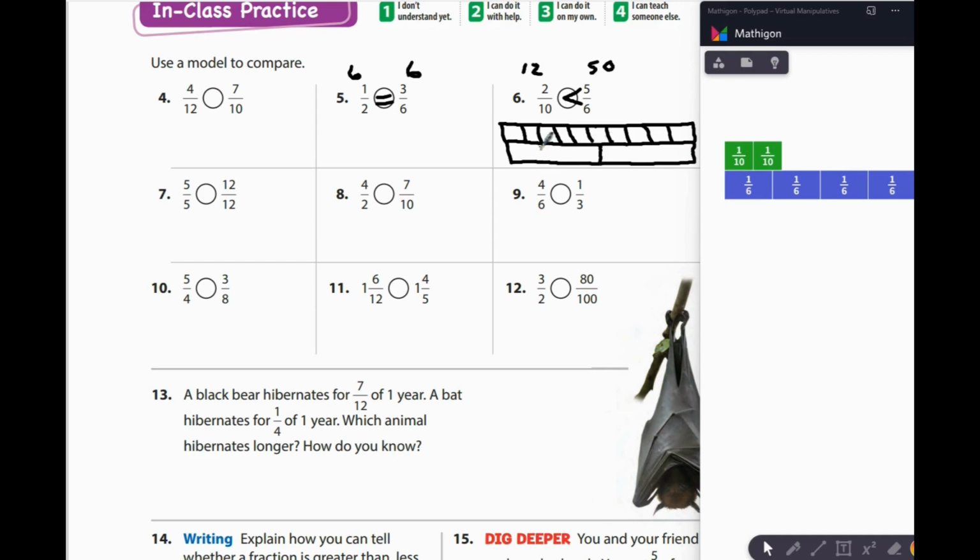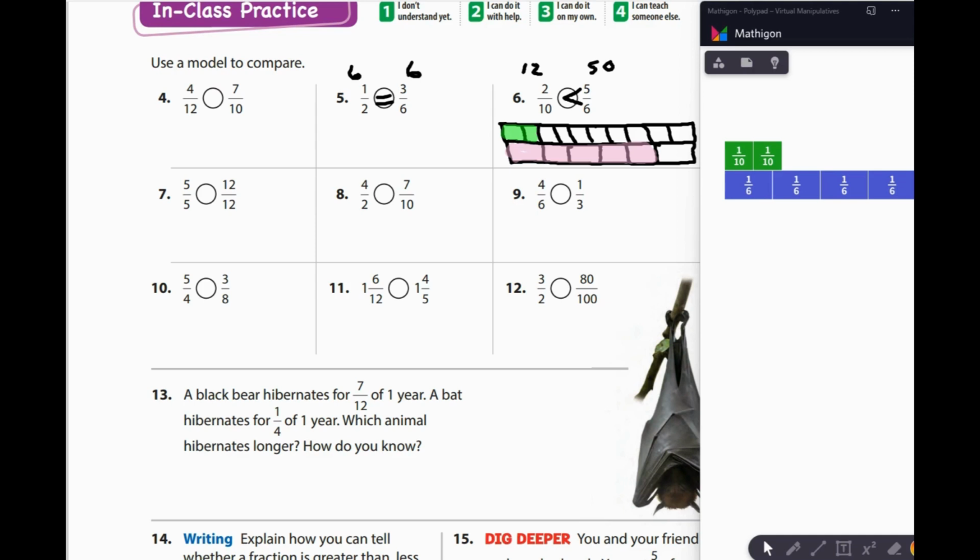So let me start off with half, and let me do 3 over here. If I colored and shaded this in, I'm going to shade in 2/10. And then I'm going to shade in 1, 2, 3, 4, 5. I'm going to shade in 5 out of 6. Which fraction is greater? 5/6 is greater than 2/10. So now we're getting somewhere.